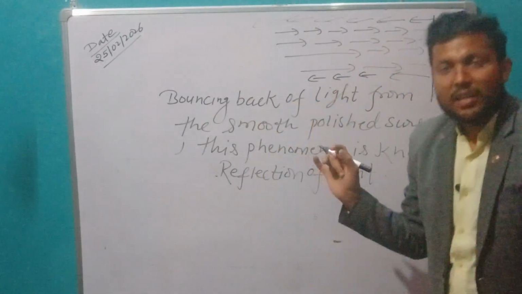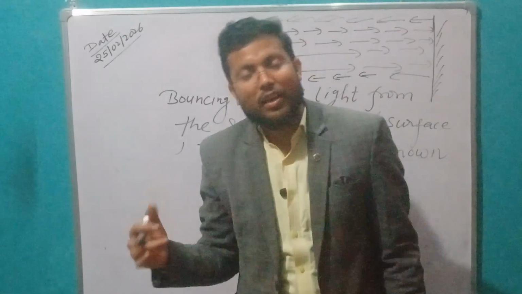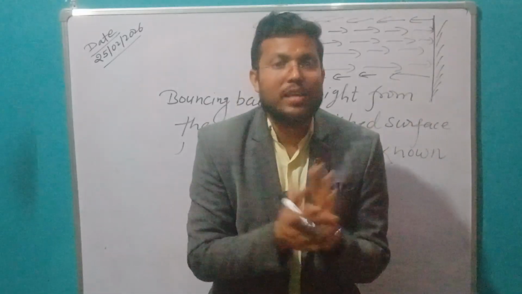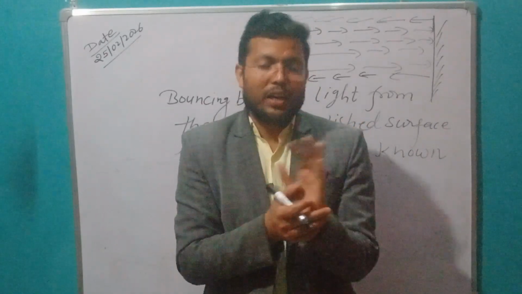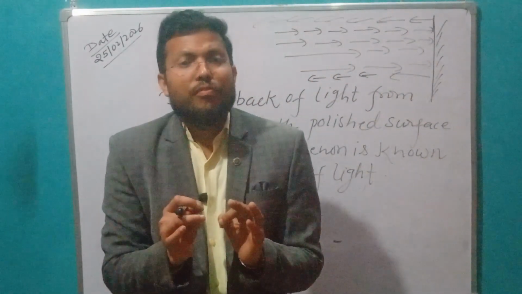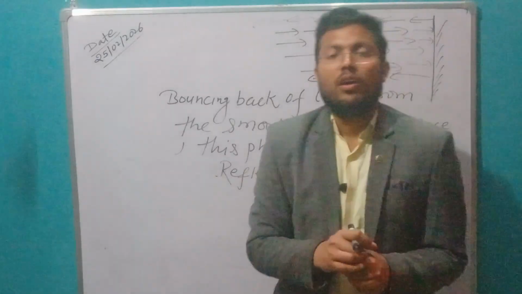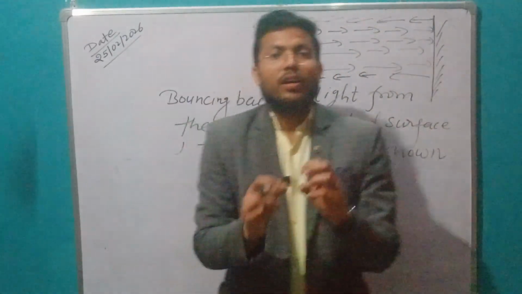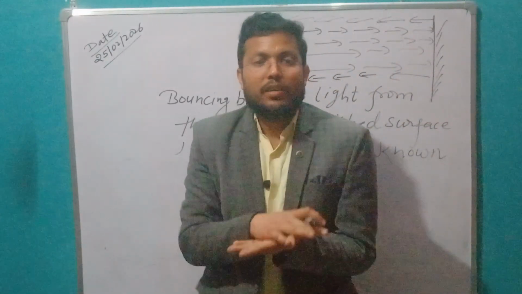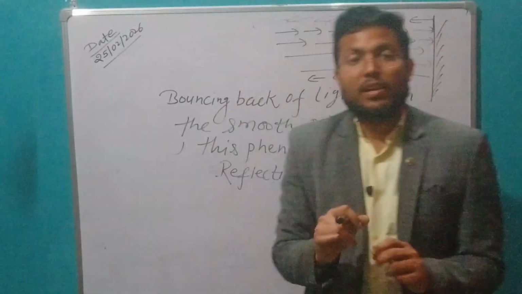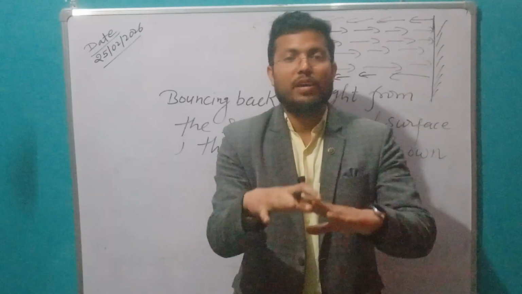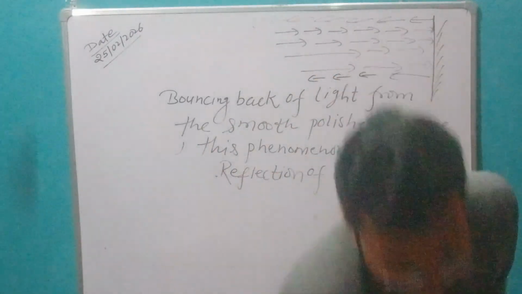Okay, the main thing here, the definition of reflection of light, is the bouncing back of light from a smooth polished surface. This phenomenon is known as the reflection of light. Okay, so today I explain some rules, some laws, for when the light falls on a plane mirror. Plane means a smooth plane mirror. The law of reflection and the phenomena that happen when the light falls on a smooth plane surface. You see from here.